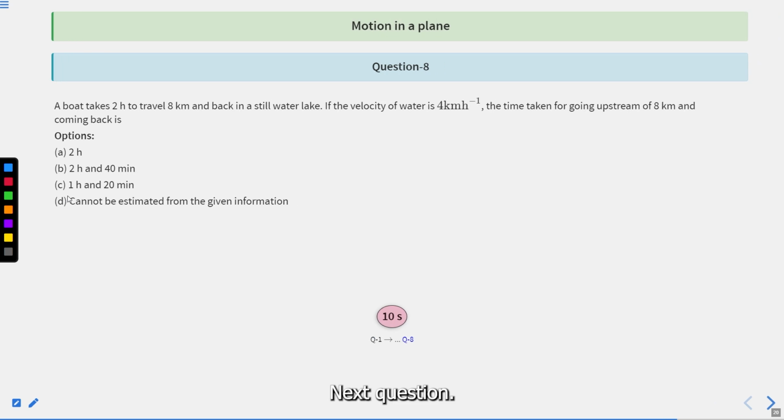Next question. A boat takes 2 hours to travel 8 km and back in a still water lake. If the velocity of water is 4 km per hour, the time taken for going upstream 8 km and coming back is what? Options: 2 hour, 2 hour and 40 minute, 1 hour and 20 minute, cannot be estimated from the given information. You have 10 seconds to solve this question. After it, we will provide the solution.